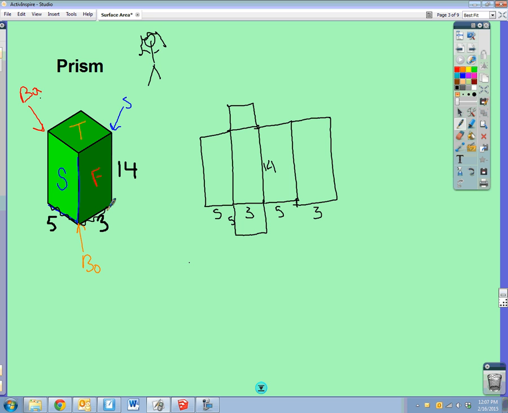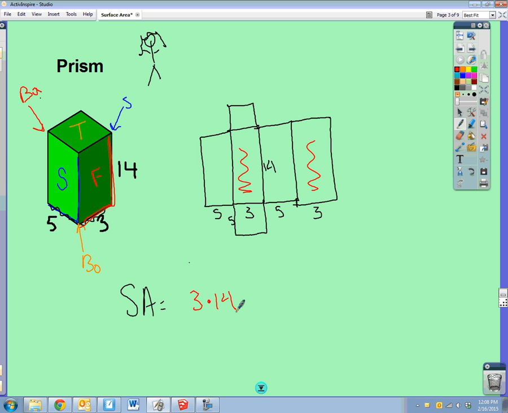Okay, so we've got our net. Now let's find the surface area. If I start with the front and the back, surface area is going to be, let's see, the front is a rectangle. It's going to be 3 by 14. So I can find the area by doing 3 times 14.